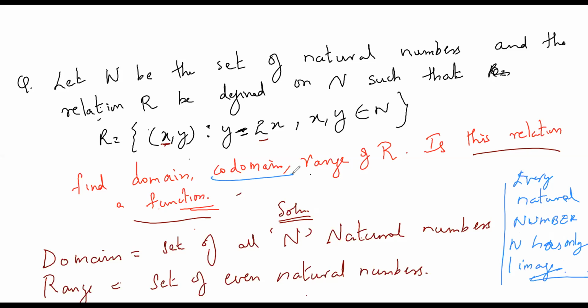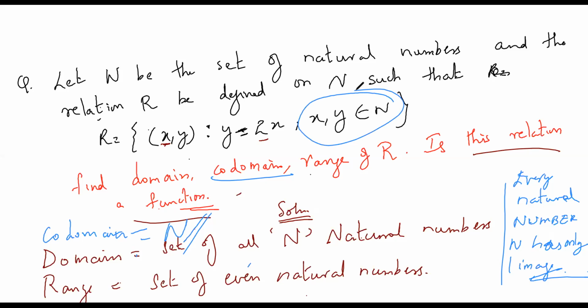Codomain. Codomain is nothing but the same as the domain itself here. Codomain is the same thing, the set of natural numbers. Codomain is also N itself, natural numbers. Because in the question, x comma y belongs to N.